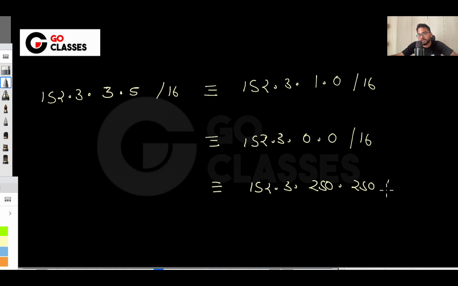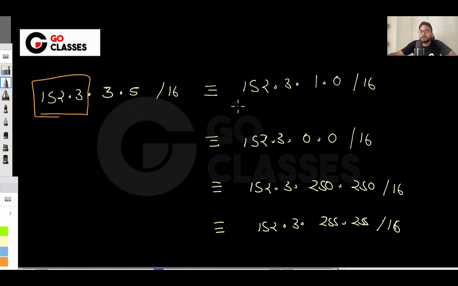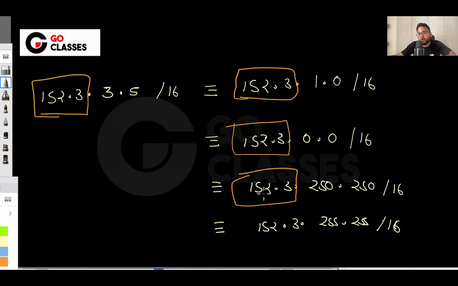152.3.250.250 slash 16, which is same as 152.3.255.255 slash 16, like that. Understood? So what I'm trying to say is that once these 16 bits are fixed, since it is slash 16, it doesn't matter what you're writing afterwards. So all of these are representing the same network only.